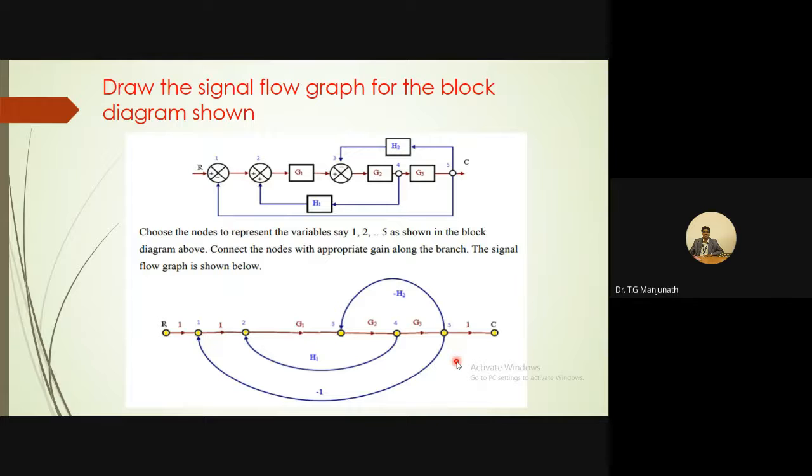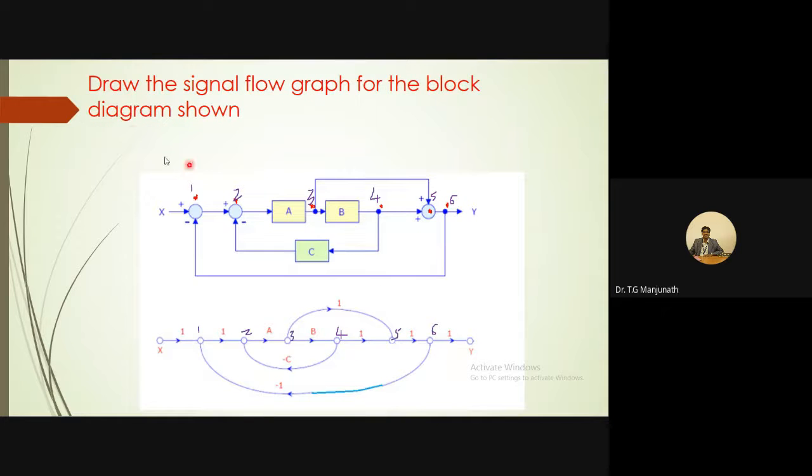Now let us take another example. Draw the signal flow graph for the block diagram shown. Now you can see here, this is the block diagram given. How many summing points are there? 1, 2, 3 again here. Then there is a takeoff point. This is one takeoff point between A and B block. We are taking a tapping. This is one takeoff point. This is one takeoff point. Again, you are taking a tapping here. And at the output, you have a takeoff point. You are taking a tapping.